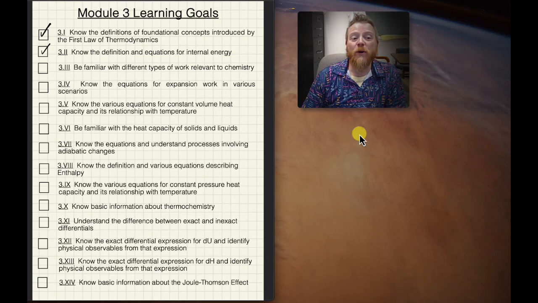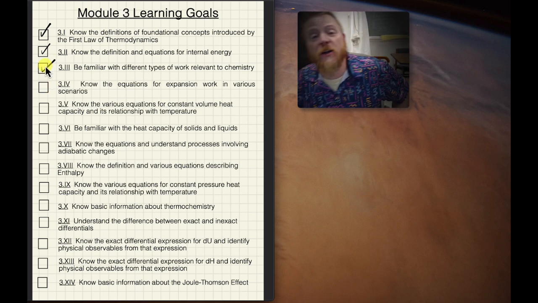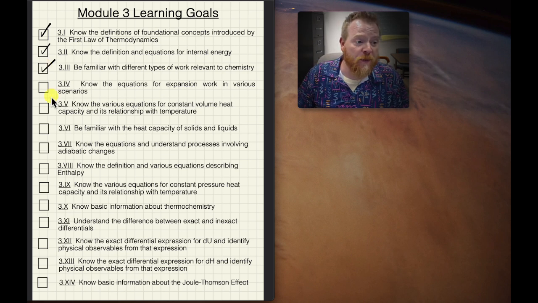Okay, folks, I'm going to briefly describe the different types of work that we can come up with relevant to chemistry. This isn't necessarily an exhaustive list, but it's the big ones that we often come across in chemistry.